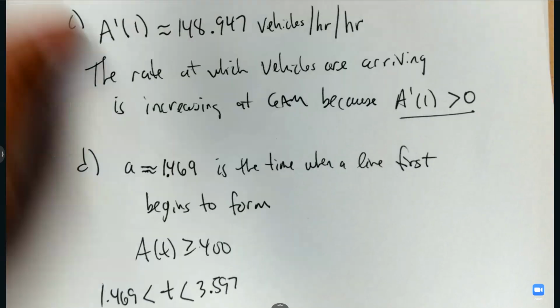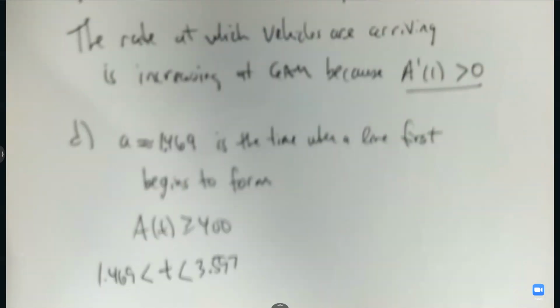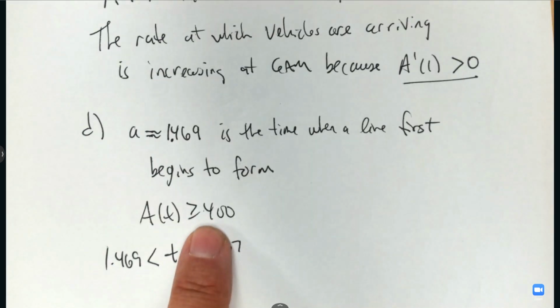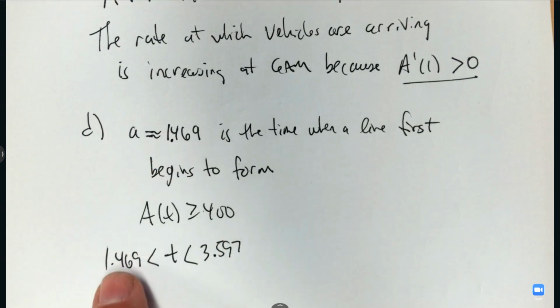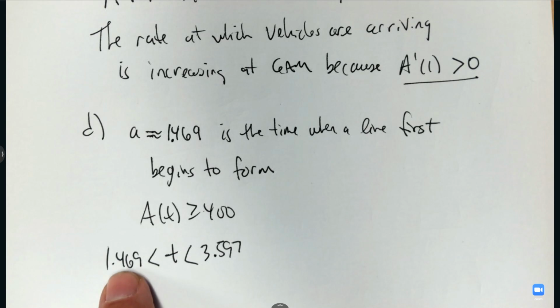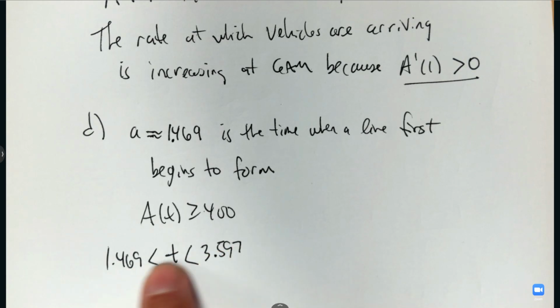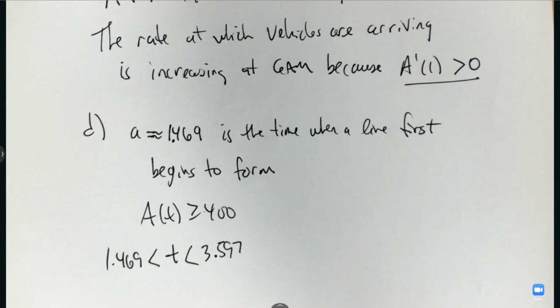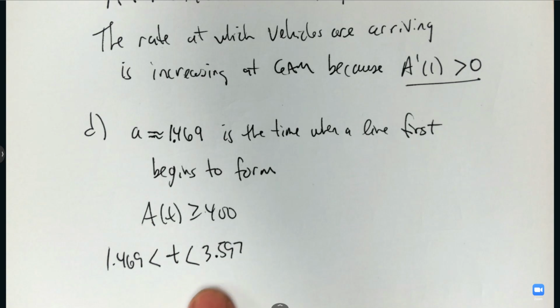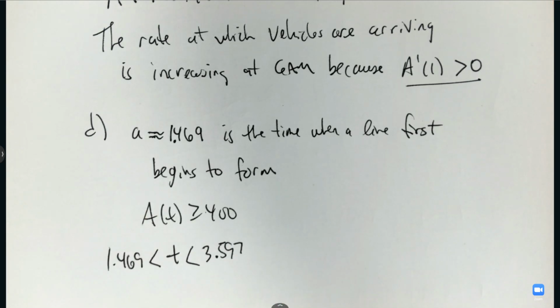So first, at what time does a line begin to form? It's when it's bigger or equal to 400. So the first time it is equal to 400 or bigger is at 1.469. And all the values between 1.469 and 3.597 on the graph, they're all 400 or bigger. So this is the range for it being bigger than or equal to 400.